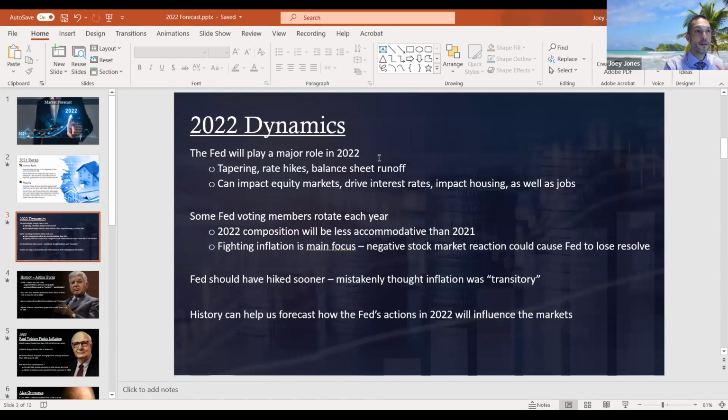Okay. All right. And the Fed's really going to play a major role in 2022 because, again, they're talking about tapering, rate hikes, balance sheet runoff. Interestingly enough, when the Fed raises the Fed funds rate, it will make mortgage rates go down. Because when they raise the Fed funds rate, it combats inflation. With our super high inflation right now, we need that to happen.